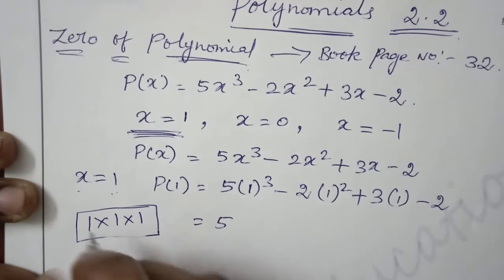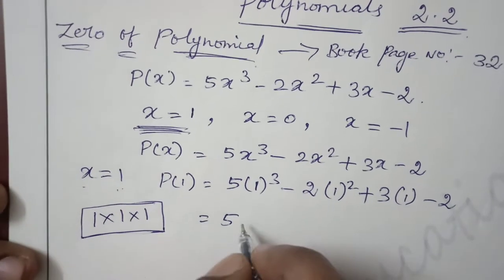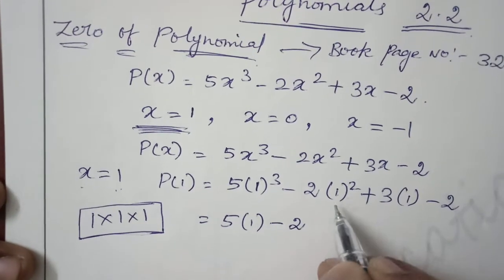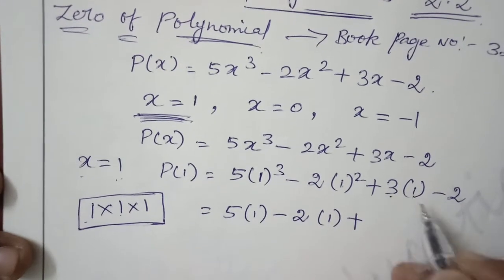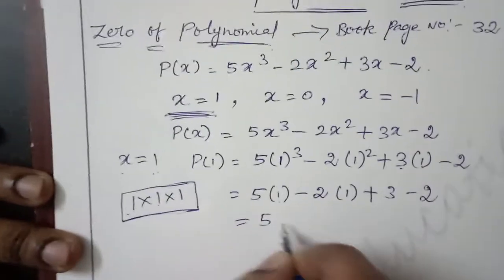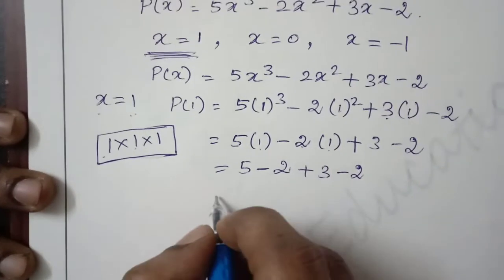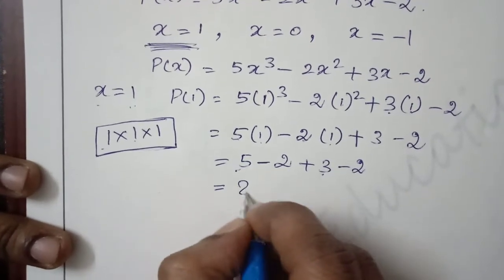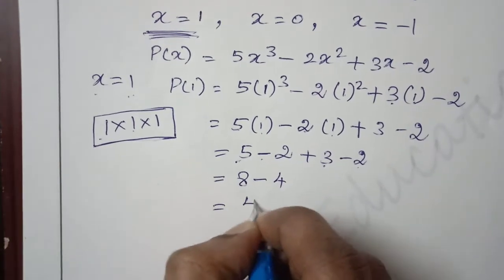Any number of times, multiplication of 1 you will get only 1. So it is 1. Minus 2, 1 square is 1 into 1, which is 1, plus 3 into 1 is 3, minus 2. So 5 into 1 is 5, minus 2 into 1 is 2, plus 3, minus 2. Let's take the even numbers out. This is plus and this is plus. 5 plus 3 is plus 8, minus 2 minus 2 is minus 4. So the answer is 4.